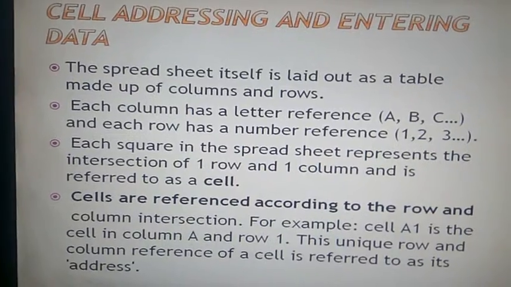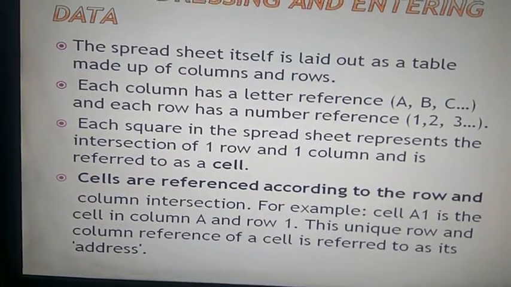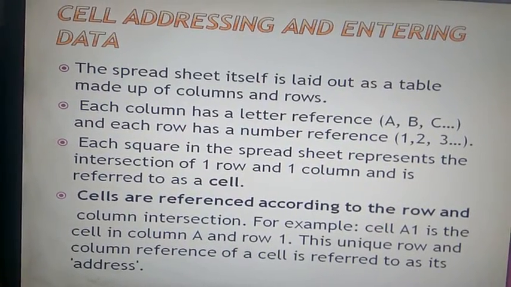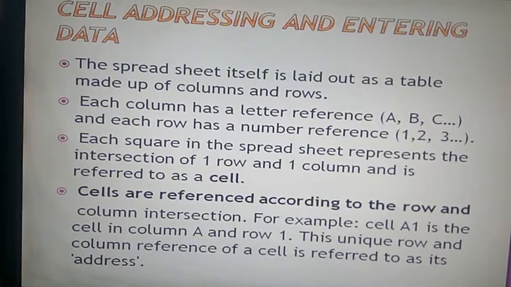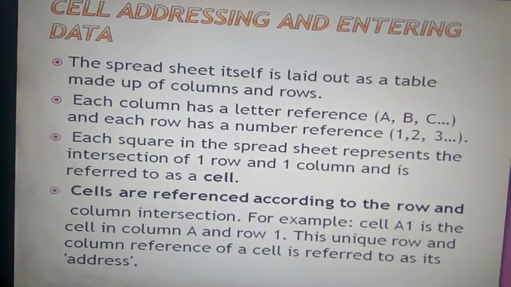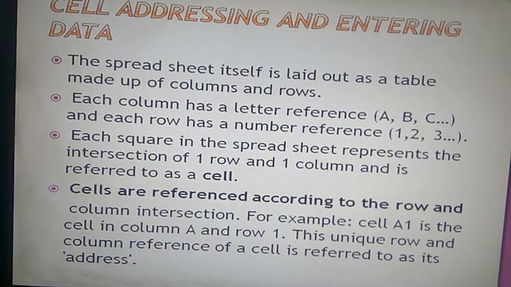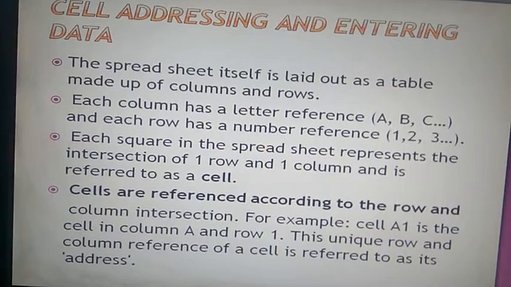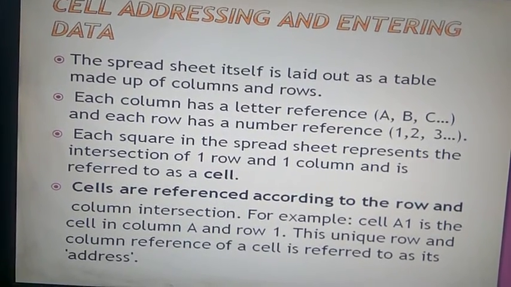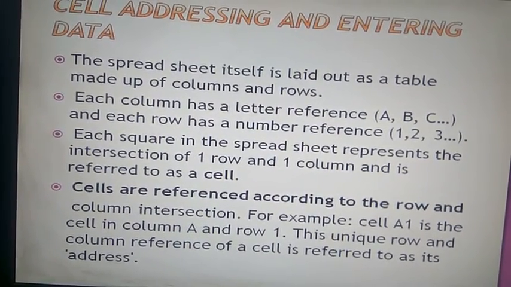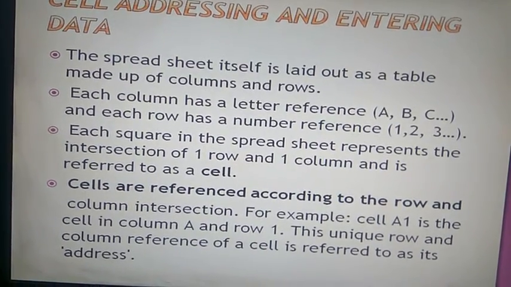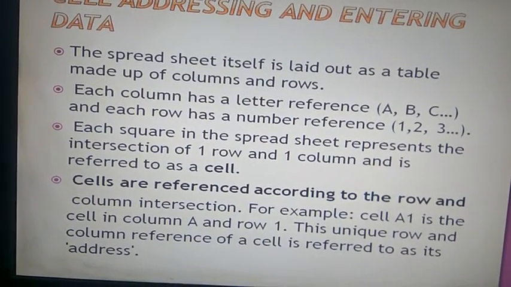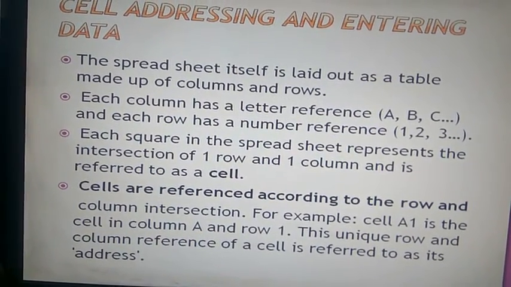Next, this is cell addressing and entering data. All the columns are referenced as A, B, C, and each row has a number reference. Rows are numbered 1, 2, 3. That way, the rows have been numbered in a number system, and columns are named in alphabet order. Each square in the spreadsheet represents the intersection of one row and one column, and as I told you earlier, that is known as a cell. Cells are referenced according to the row and column intersection.